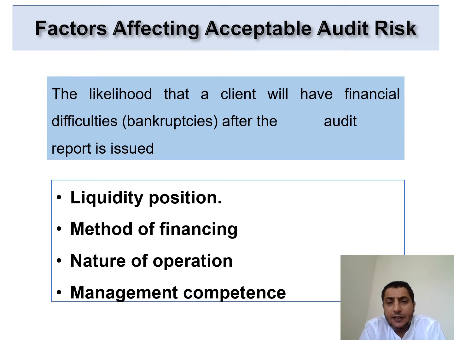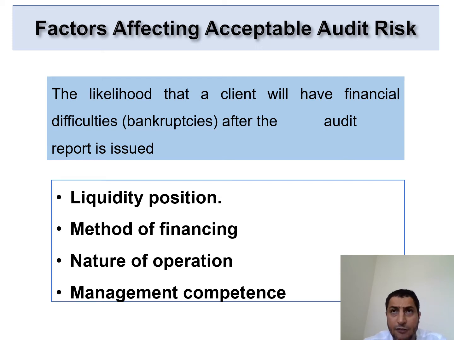The second factor affecting the acceptable audit risk is the likelihood that the client will have financial difficulties, meaning the possibility of the client having financial difficulties or a bankruptcy situation after the audit report is issued. So what are the factors that may lead to this situation? One is the liquidity position. If they have difficulties with cash flow, then there is a likelihood of financial difficulties in the next year or the subsequent year.